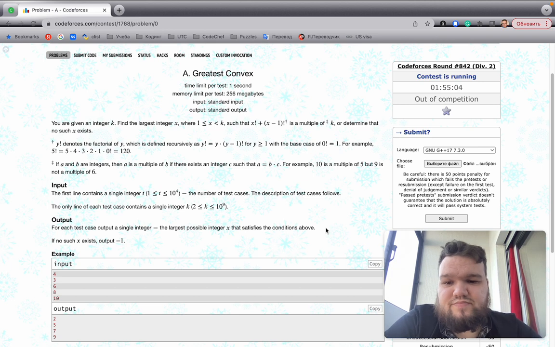So in problem A, we are given an integer k. We want to find the largest x between 1 and k, not inclusive, such that x factorial plus x minus 1 factorial is divisible by k.